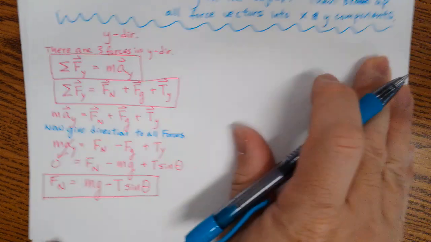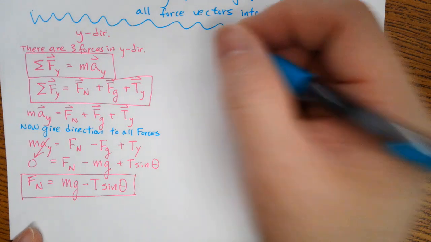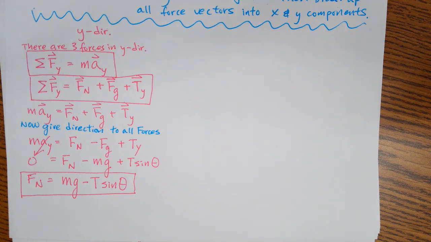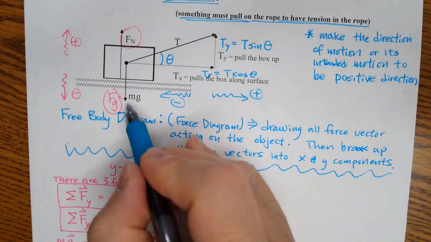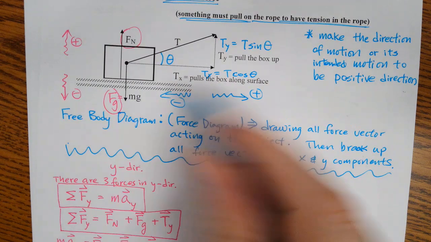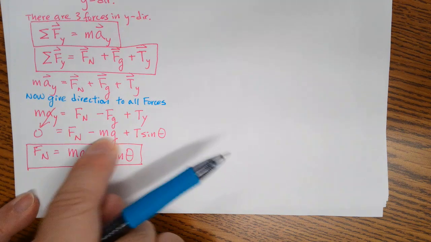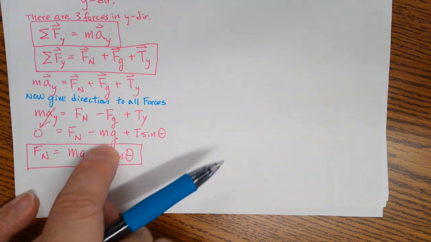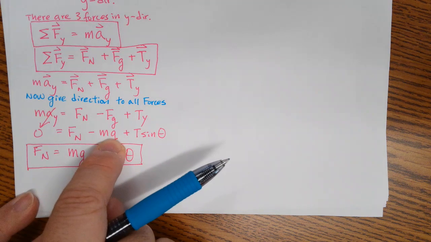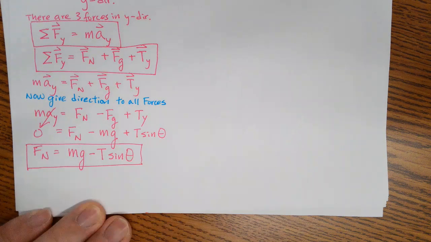Now let's take a look at the x direction. Question. Fg is equal to mg. So I substituted the Fg with mass times acceleration due to gravity. Does that make sense? So Fg is just m times g, and Ty is T sine theta. Ben, you have a question?